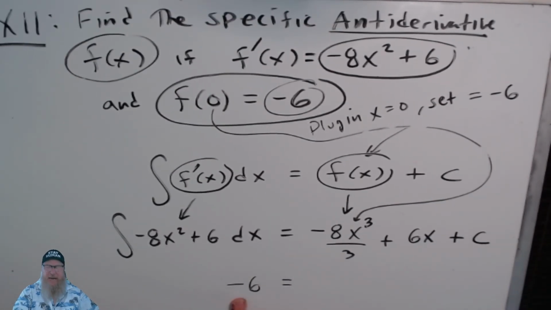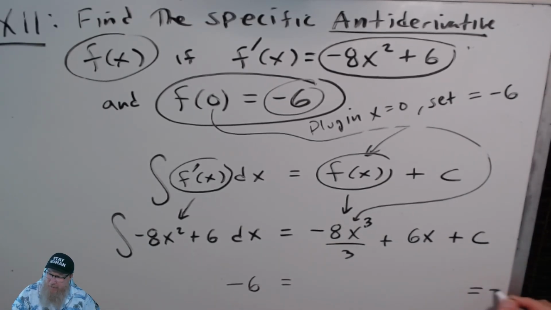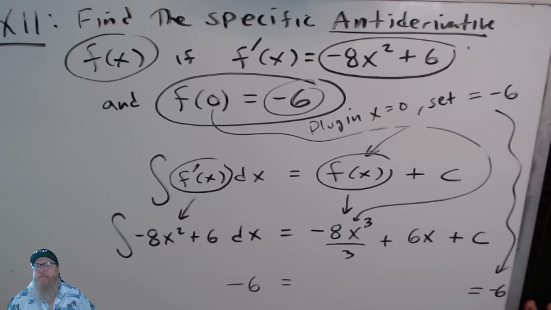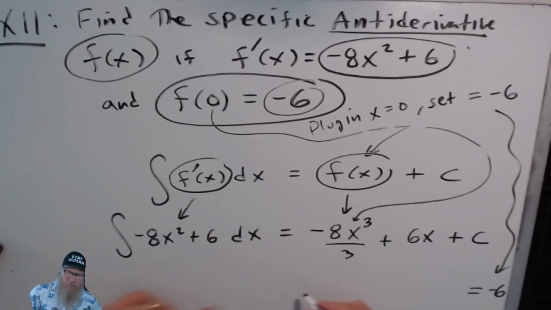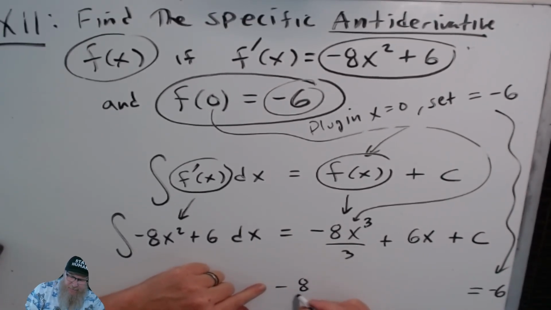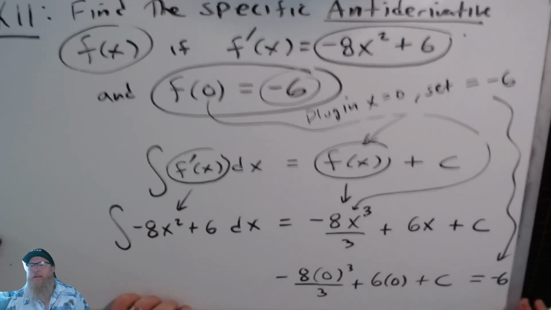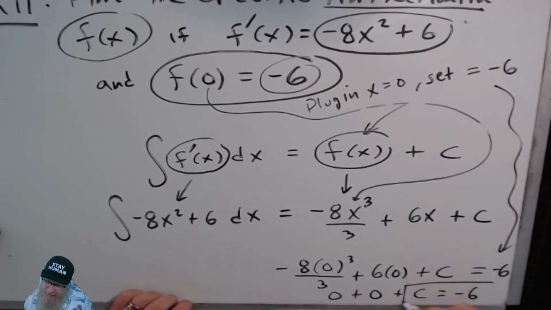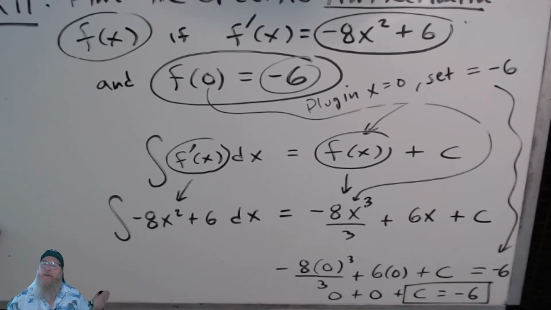All right. Now you can put the -6 here, or you can put it over here. It really doesn't matter. Don't do both, though. Just do one of them. So I'm going to go -8 times 0 cubed over 3 plus 6 times 0 plus c equals -6. 0 plus 0 plus c equals -6. So c is just -6.